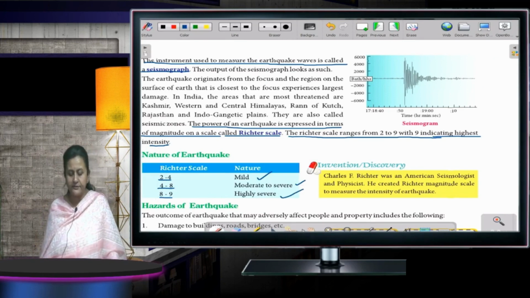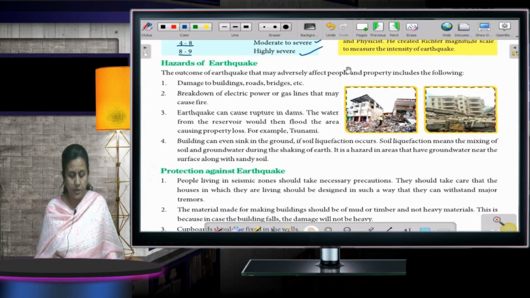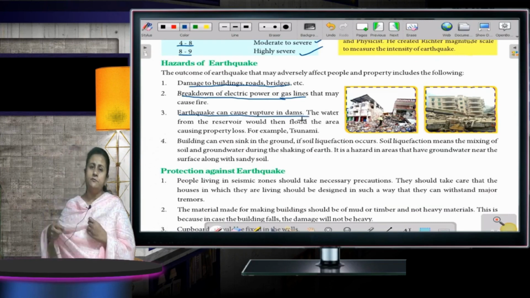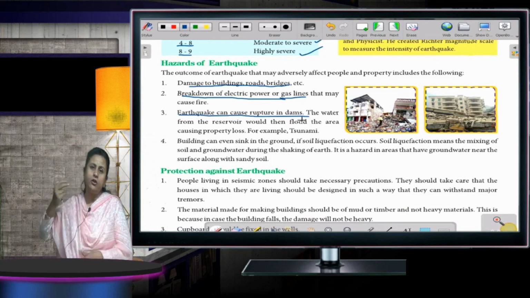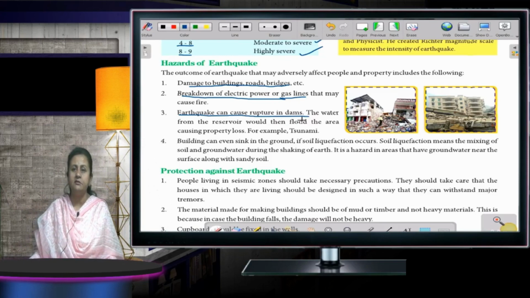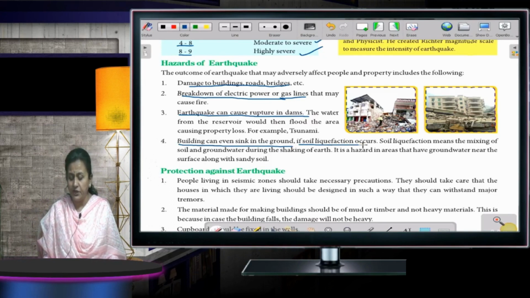Okay? Hazards of earthquake now. What are the hazards? What happens after the earthquake? Damage to buildings and roads, breakdown of electric power or gas lines. An earthquake can cause rupture in dams. Dams are there. You know what dams are? Dams are the places where a lot of water is saved and electricity is made. What happens? They get cracked. Okay. Buildings can even sink in the ground if soil liquefaction occurs.